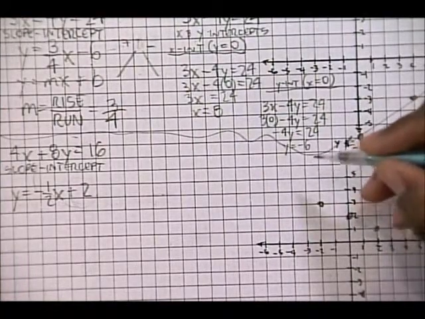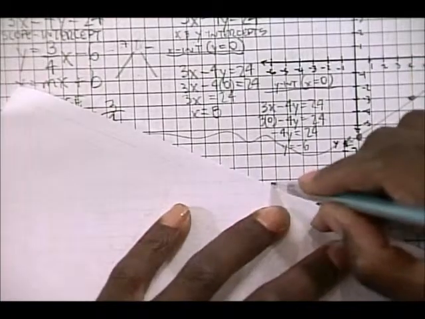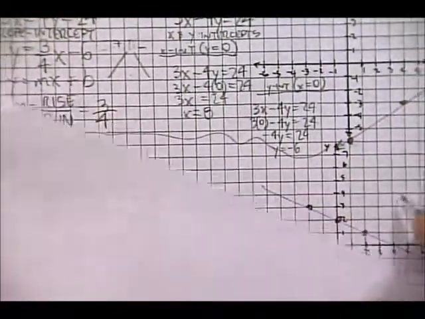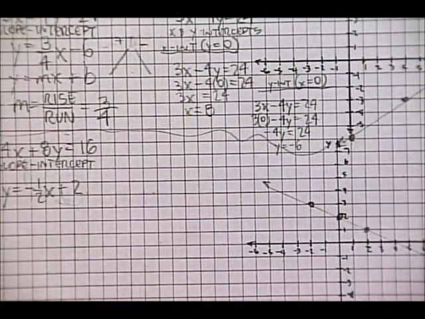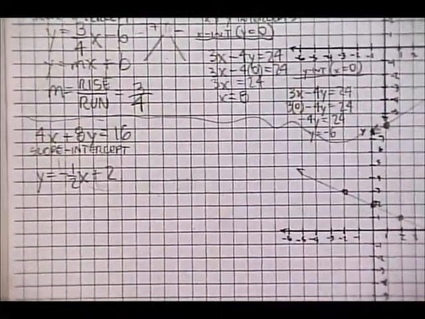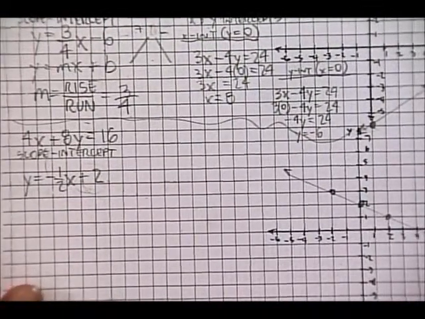Let's draw this. Draw the line like so. And you now have the sketch of that line, 4x plus 8y is 16. Now what we want is mastery level understanding. Let's graph the same line using a different technique.